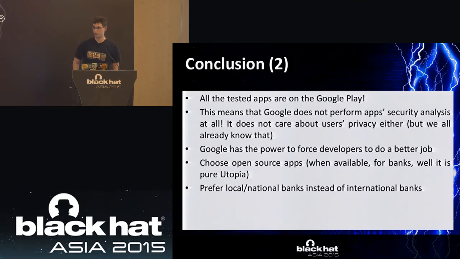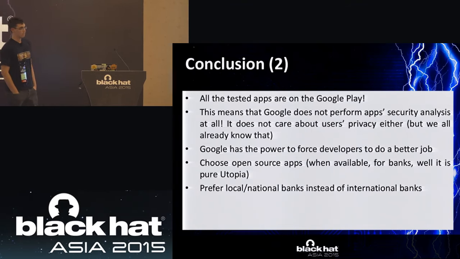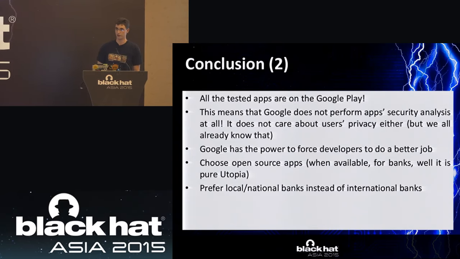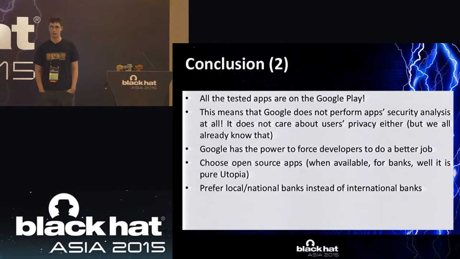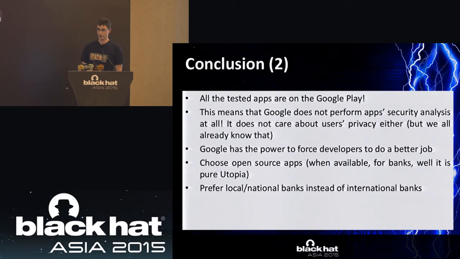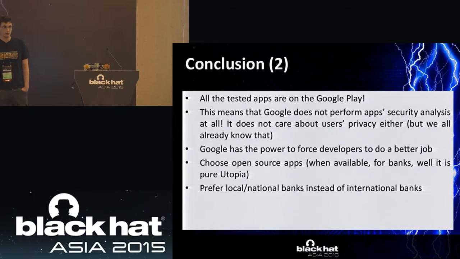So what alternatives do we have? When it is possible, use open source applications, because when there is a problem in these applications, generally the problem is rapidly corrected. And when you install a bank application, try to use a local bank instead of a national or international bank, because international banks tend to have more problems. It's not the case all the time, but international banks also tend to do more user tracking than local banks.